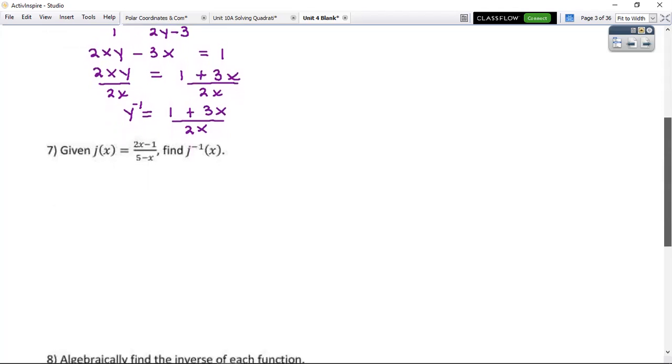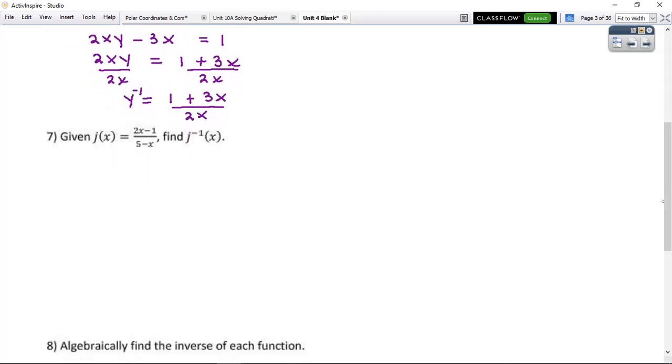Okay, now moving on to something like number 7. You're going to notice something different here. You guys see it? Do you notice how you have 2 x's? When you go to make the switch, you do switch all of them. So I'm going to immediately change this to y equals. I'm going to switch x and y, so I replace both of them. Now I'm going to cross multiply and solve.